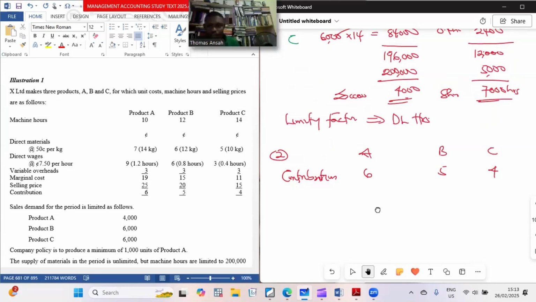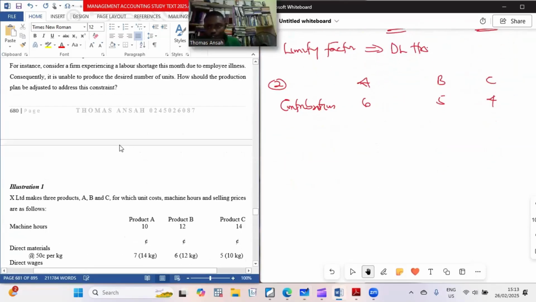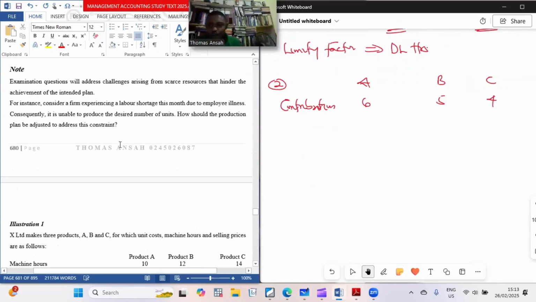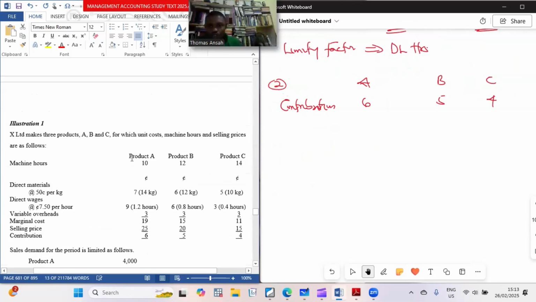So we know that contribution is this, but contribution per limiting factor. The limiting factor is labor hours. So we are going to focus on only labor hours. So contribution per scarce resource of each product.